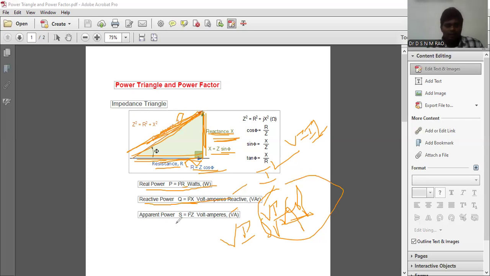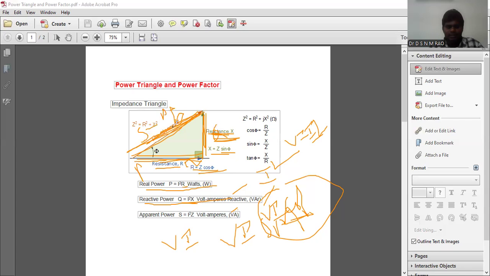Similarly, apparent power is the product of applied voltage and current, VI only. It is also called apparent power or total power. Active power is denoted by capital P, reactive power by capital Q, and apparent power by capital S. So S equals P plus jQ, or the square root of P square plus Q square. So apparent power equals VI, defined as the product of applied voltage and current.